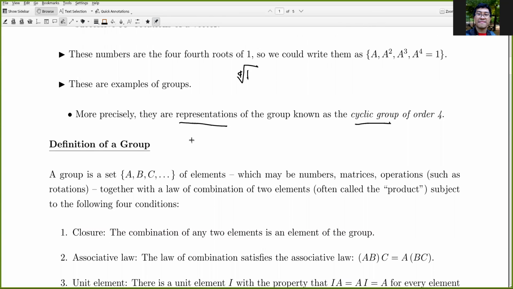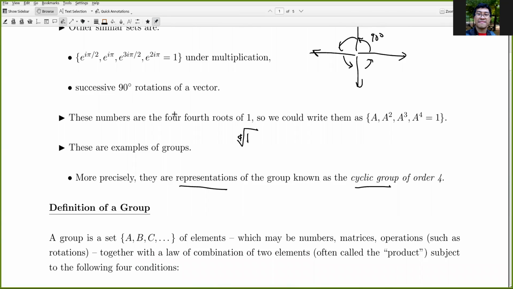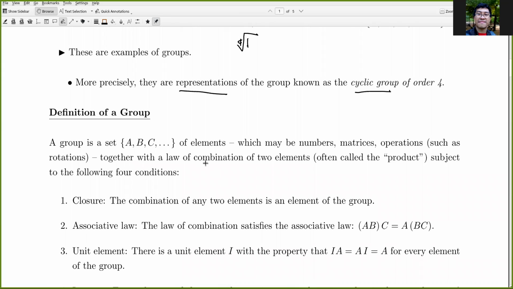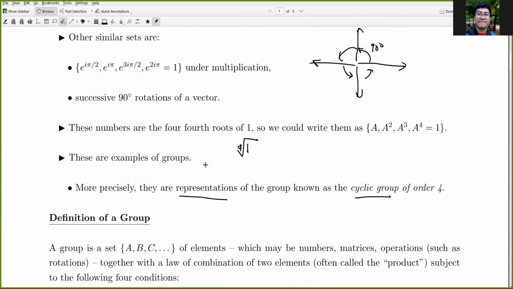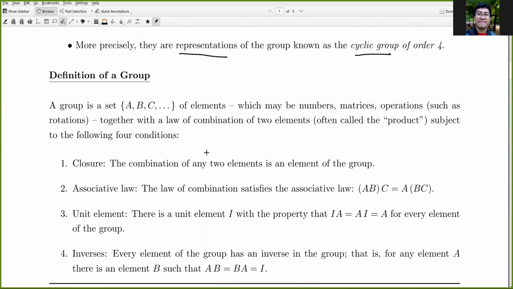A more accurate definition of a group is that a group is a set of elements a, b, c, and so on, which may be numbers, matrices, operations, for example rotations, just like the rotations here, together with a law of combination. It could be multiplication, addition, or successive applications of rotations or other operations, subject to the following four conditions.